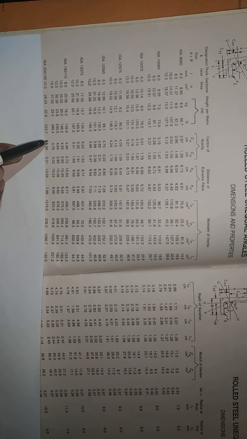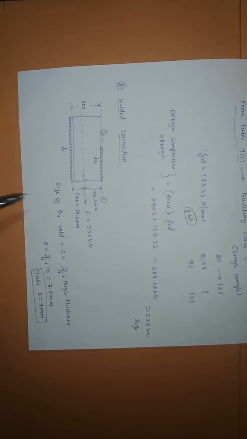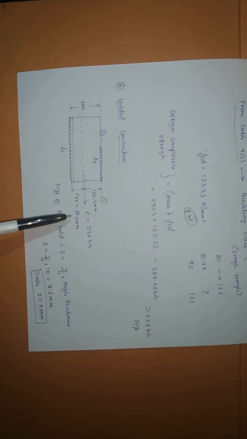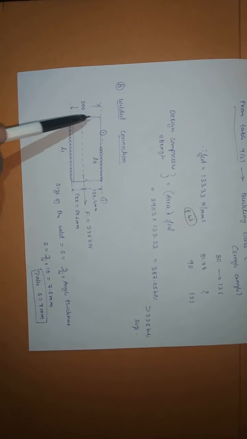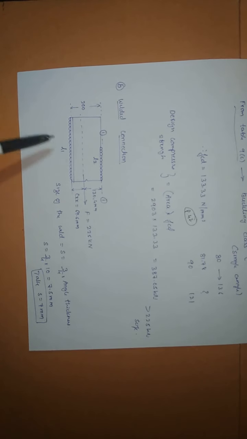Once again, this is the Cxx value, the centroidal distance, 69.6 millimeter. Here the total height is 200 millimeter. If you subtract 69.6, we get the remaining distance as 130.44 millimeter. Here let L1 be the length of the weld at the bottom section and L2 the length of the weld at the top section. We have to find these two lengths.